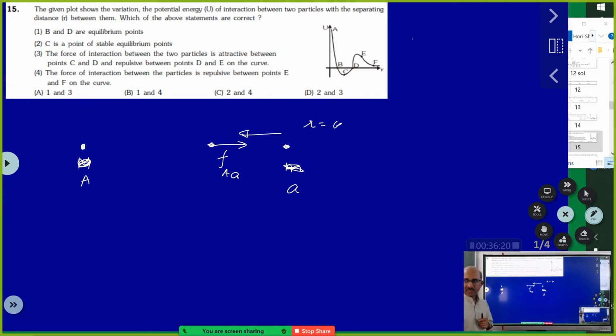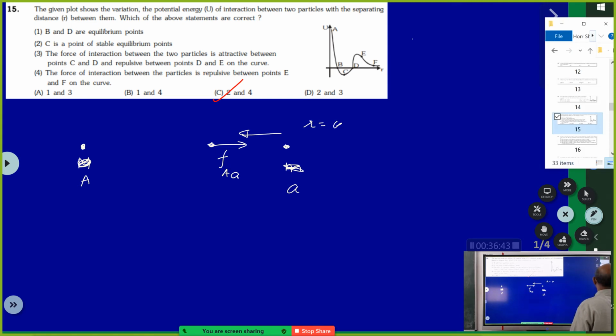Correct? Everybody got that? Right. So C is the right option. So the basic question. You see the basic concepts. You know how they can coin questions.